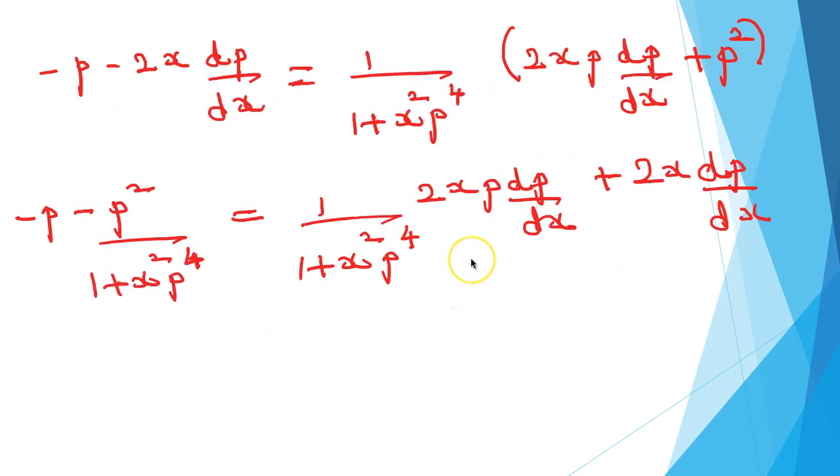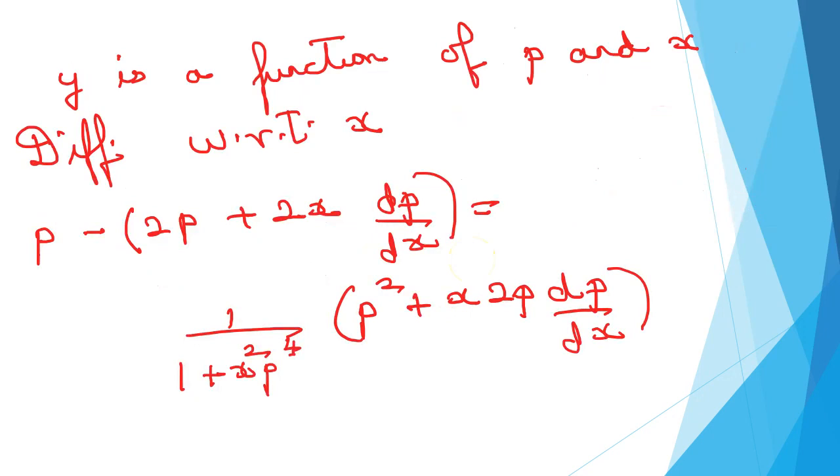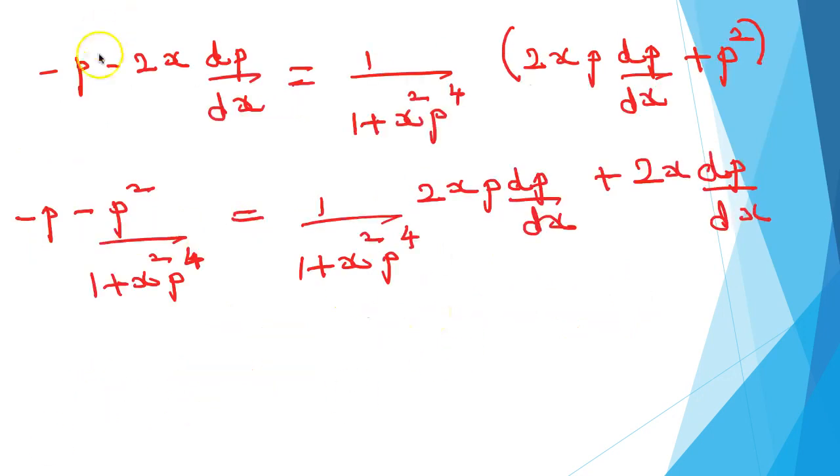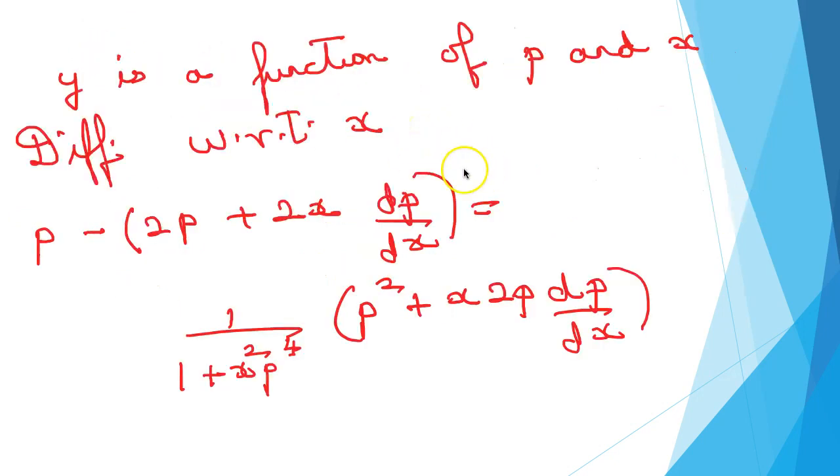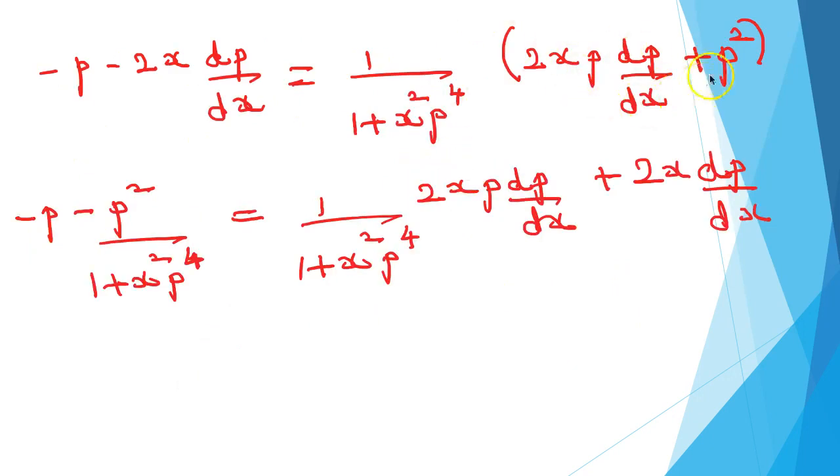Now we just simplify. What do we do next? We open this bracket and this bracket as well. So we get p minus 2p, which is minus p, minus 2x dp/dx, equal to 1/(1 + x²p⁴) into (2xp dp/dx + p²). Take all the terms without dp/dx to one side, the terms in dp/dx together. So minus p²/(1 + x²p⁴) equals 1/(1 + x²p⁴) into 2xp dp/dx plus 2x dp/dx.